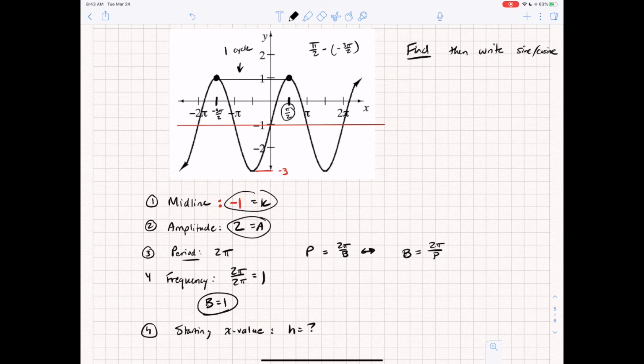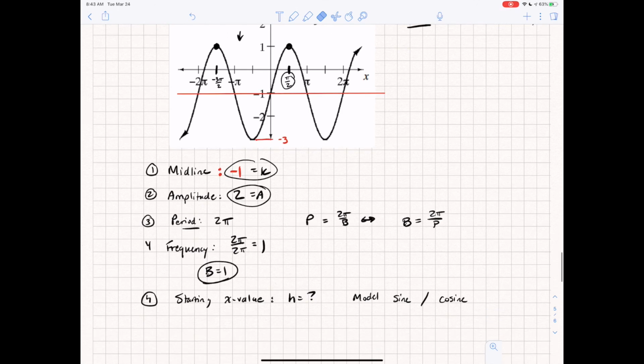And this really depends on if we are modeling with sine or if we're modeling with cosine, because both functions start at different places. So we need to decide at this moment, do I want to use sine or cosine? If I want to use sine, then my h is when this function is in the middle and traveling up. Well, that's happening here at 0. So for sine, my h would be 0.